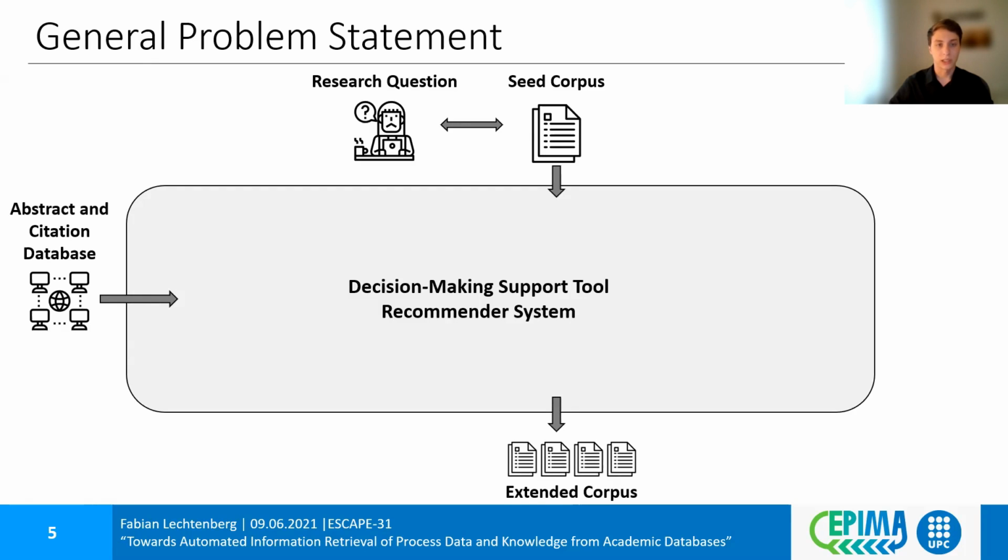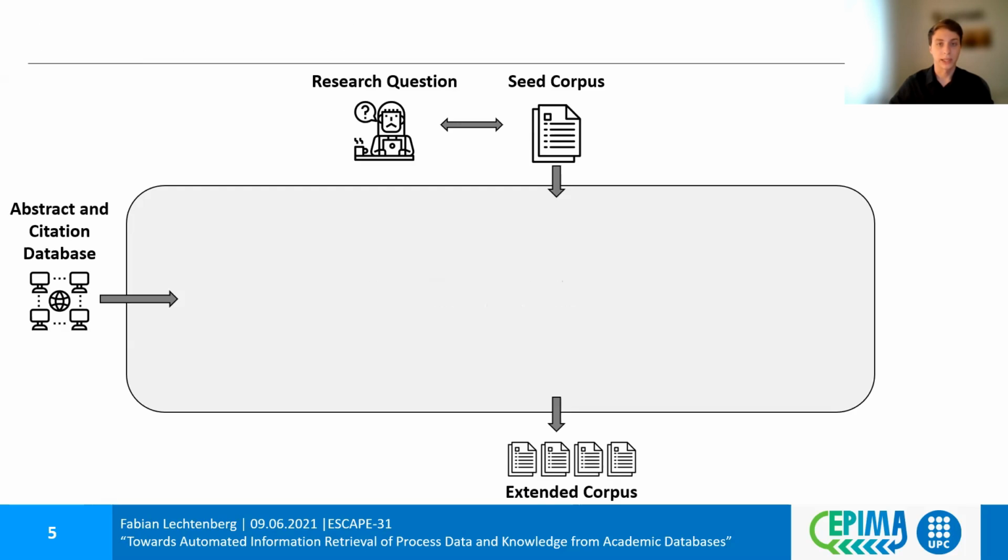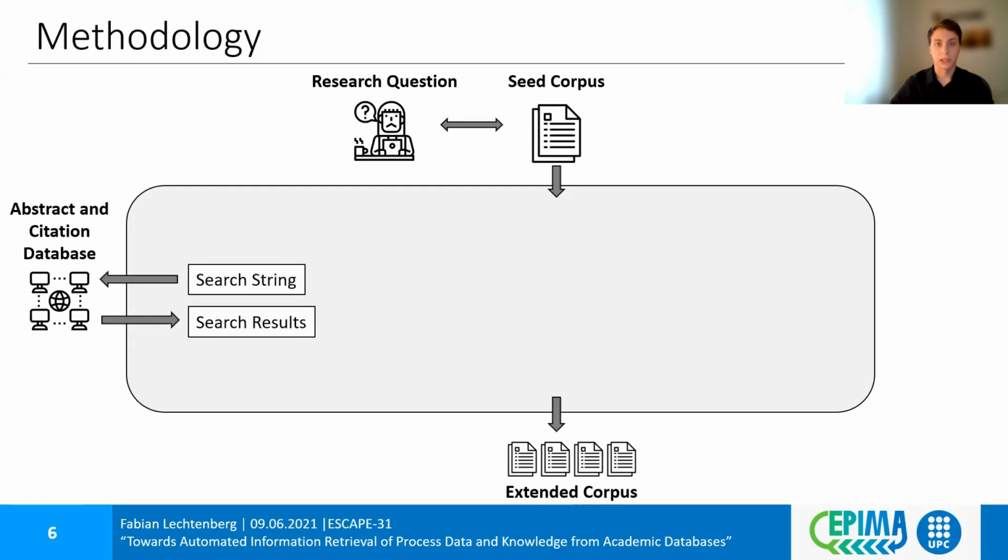We depart from a special situation where a researcher has already identified or has been given an initial relevant corpus of documents that respond to the research question. In order to retrieve information from abstract and citation databases, we need to formulate search strings. Often, this search string construction step is performed in an unsystematic procedure.